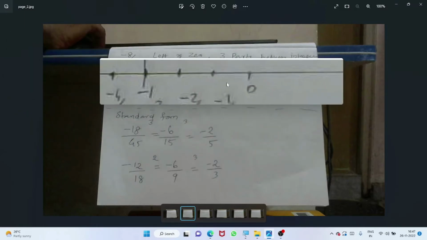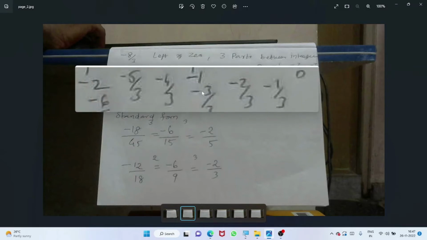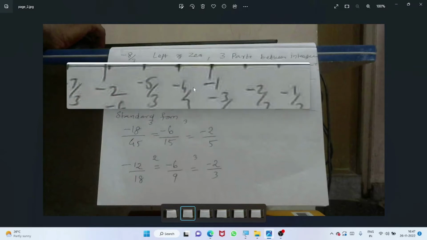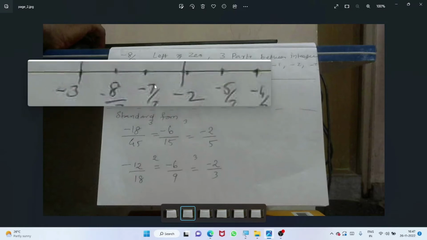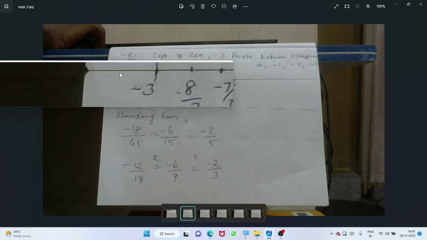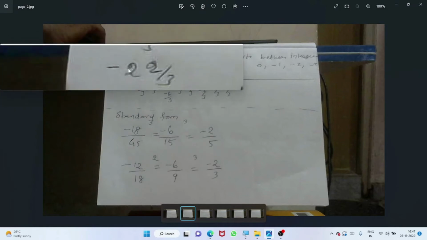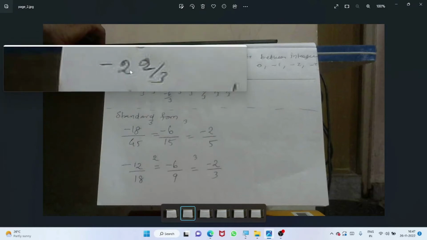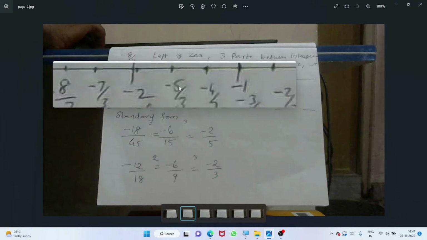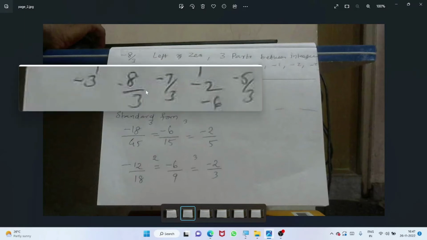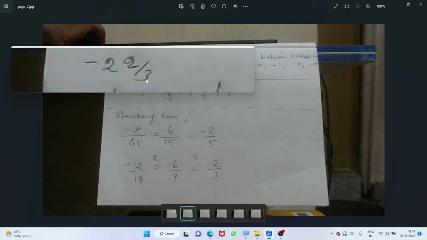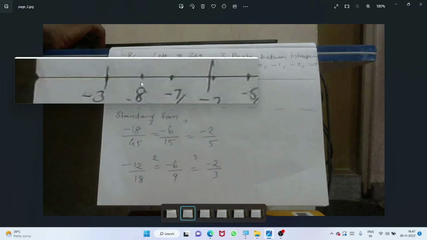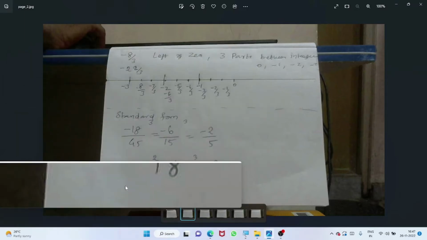Minus 8 by 3. Minus 1 by 3, minus 2 by 3, minus 3 by 3 will become minus 1, minus 4 by 3, minus 5 by 3, minus 6 by 3 will become minus 2, minus 7 by 3, minus 8 by 3. Okay. So you can write the simplified form, just to inform you that this number will come after minus 2. See here, this is minus 2. After that only minus 8 by 3 comes. See, minus 2 and 2 by 3. After minus 2, 1, 2. Okay, 2 by 3.